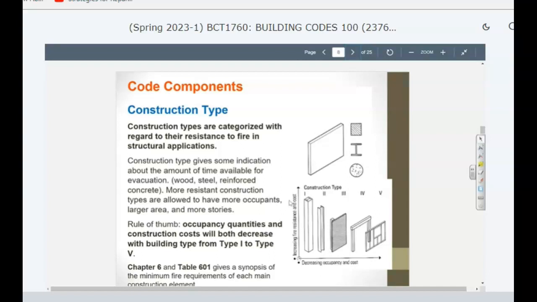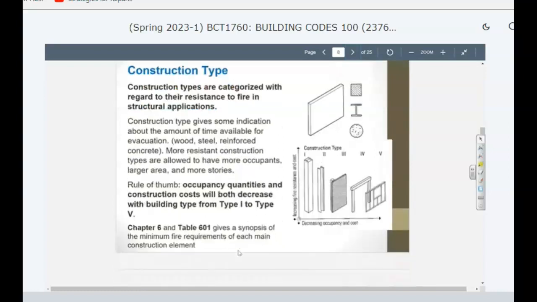So it's going to be a graph. Depending on what kind of materials you use, the more resistant construction types are allowed to have more occupants, larger area, and more stories. The rule of thumb: occupancy, quantities, and construction costs will both decrease with building type from type 1 to type 5.